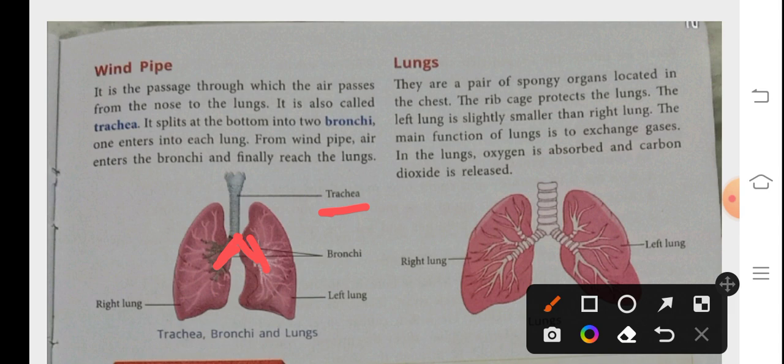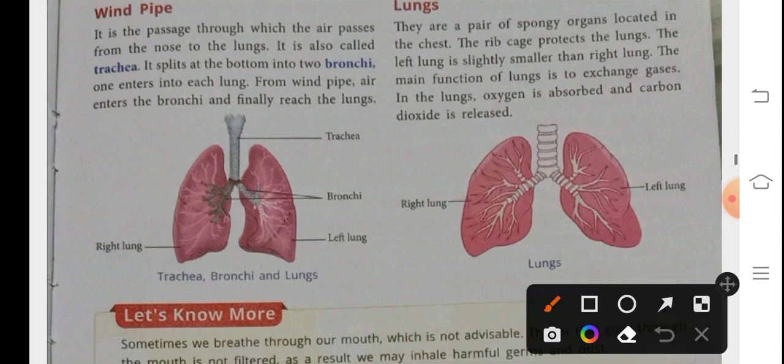One bronchus enters one lung and the other enters the other lung. From the windpipe, air enters the bronchi and finally reaches the lungs. This is the left lung and this is the right lung. Next, the lungs. So the nose is finished, the windpipe is finished. Another name for the windpipe is trachea; it is divided into two bronchi, and each bronchus enters a lung.